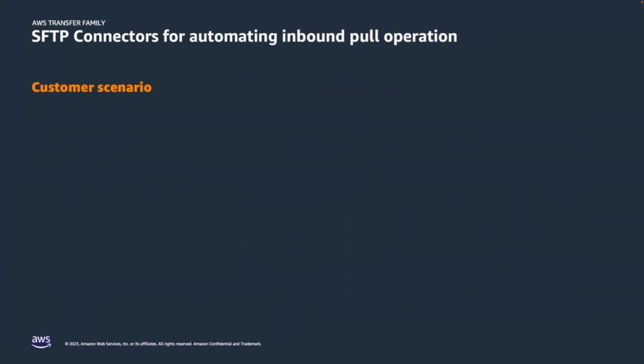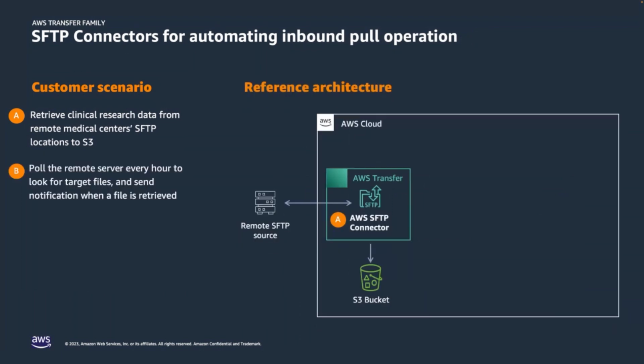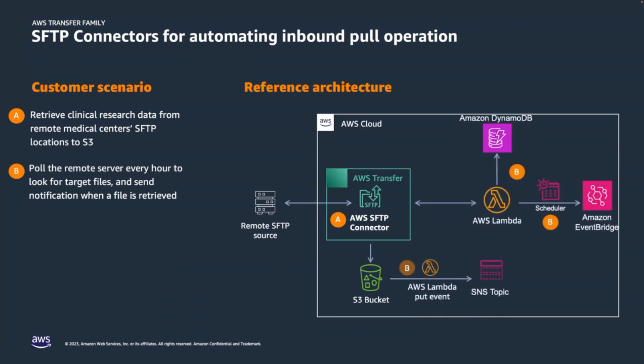SFTP connectors also enable inbound pull architectures. In this customer example, a pharma company is retrieving clinical research data from an external partner's SFTP server and storing it in S3. In this architecture, the customer uses an EventBridge schedule to periodically call a Lambda function. And this Lambda function retrieves a list of files from a DynamoDB table and calls an SFTP connector to retrieve the files and store them in S3.